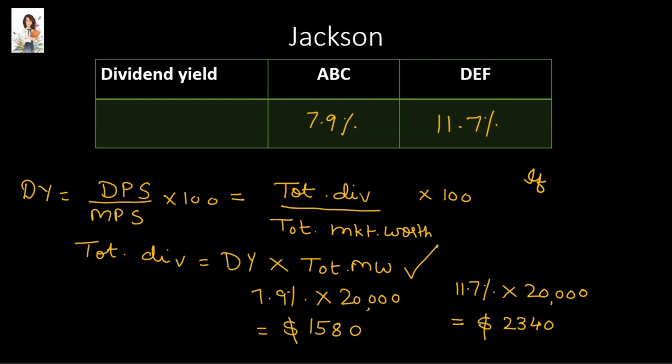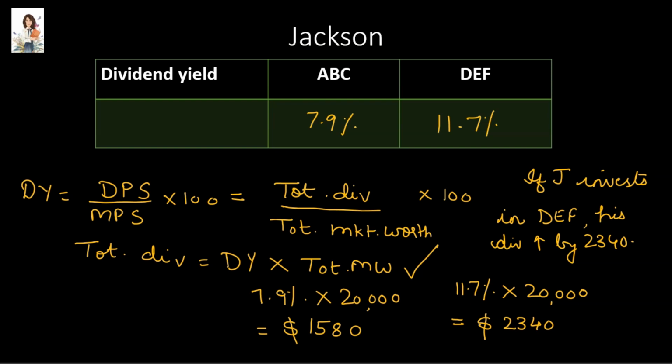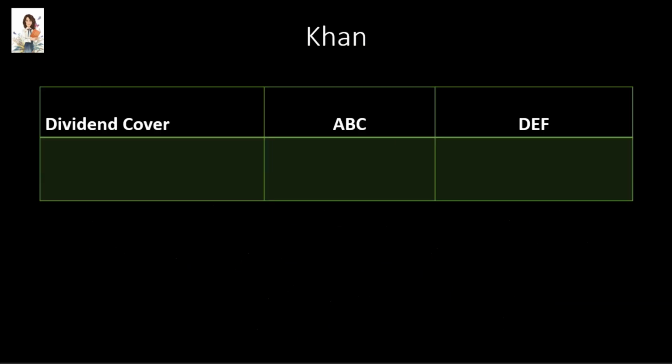$2,340. If Jackson invests in DEF, his dividend will increase by 2,340 minus 1,580, that is $760. In the case of Khan, we have computed in part A, the dividend cover ratio is 2.02 times.